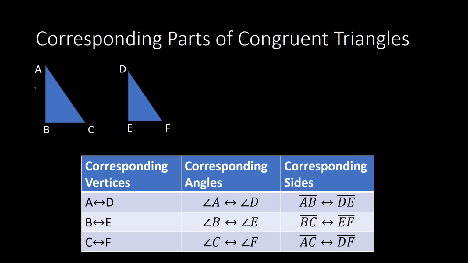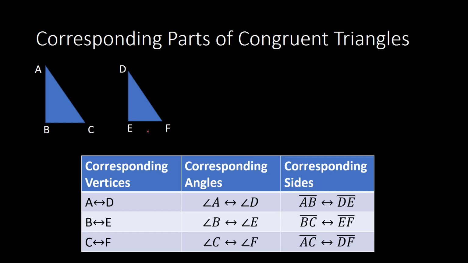This table shows that point A, or the vertex A, corresponds with the vertex D for the other triangle. So that's what we have here. A corresponds with D. B corresponds with E, and C corresponds with F. And that makes sense because A is on the top of the triangle, and D is on the top as well. B is the bottom left, E is also the bottom left, C is bottom right, and F is bottom right. So those are what we call corresponding vertices.